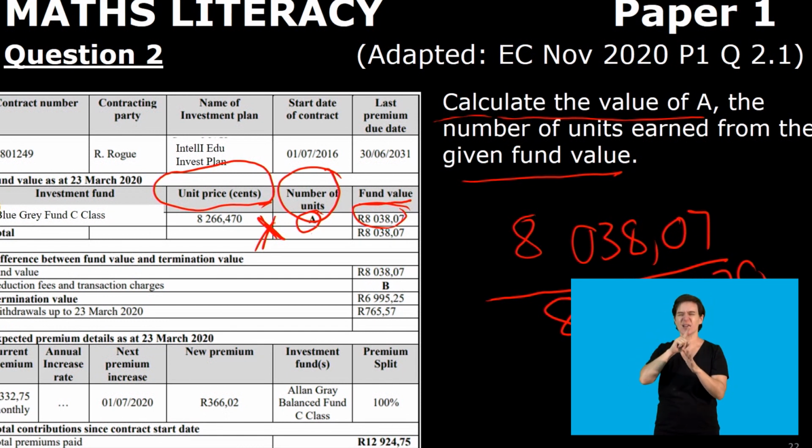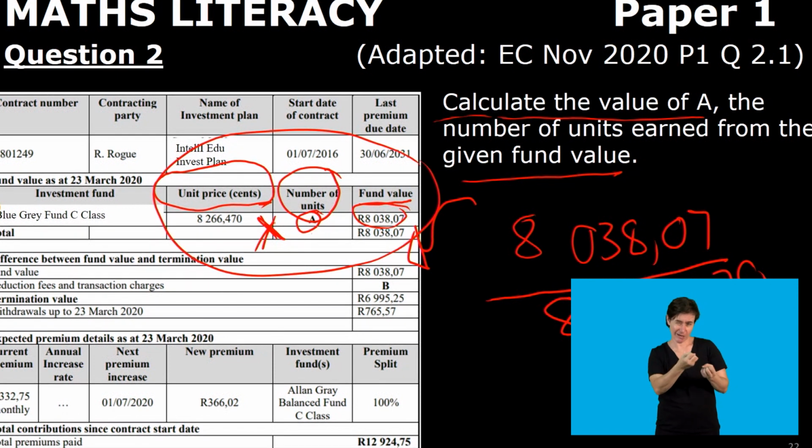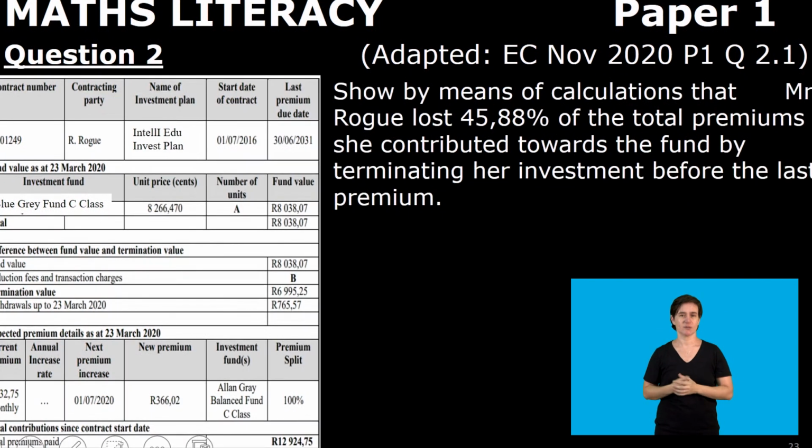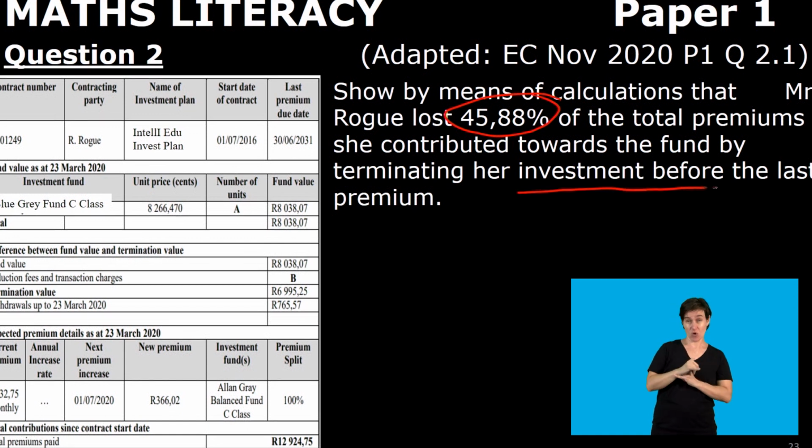And then, how did we attempt this question? We went into the financial document, looked at what they give us and how they calculated, and then we simply did the opposite. Show by means of calculations that Mrs. Rogue lost 45.88% of the total premiums that she contributed towards the fund by terminating her investment before the last premium.